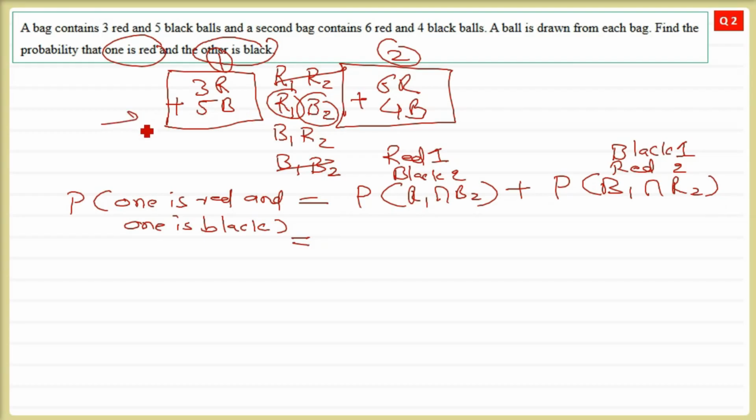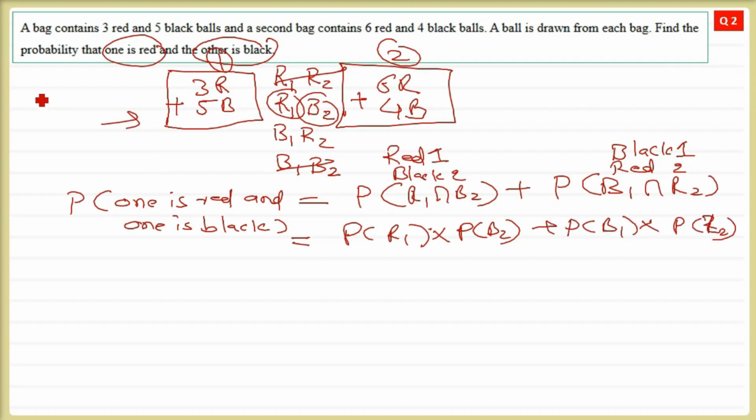Now these are independent events. We can write it as P(R1) multiplied by P(B2). Here we can write P(B1) multiplied by P(R2). Now let's find the probability. So the probability of R1 we will find out, B1 we will find out. Total number of values are 8, so 8 goes in the denominator. Here also we'll find P(R2) and P(B2).